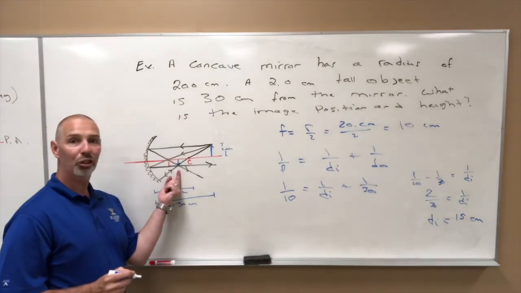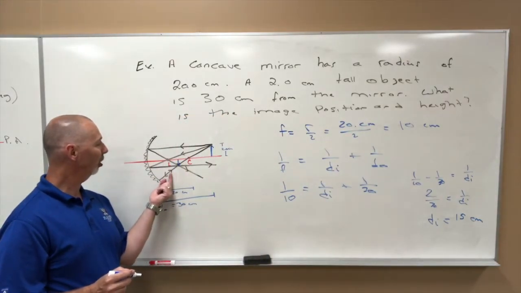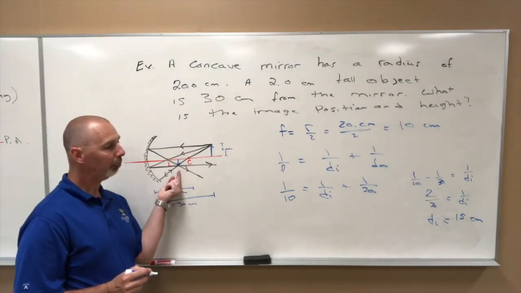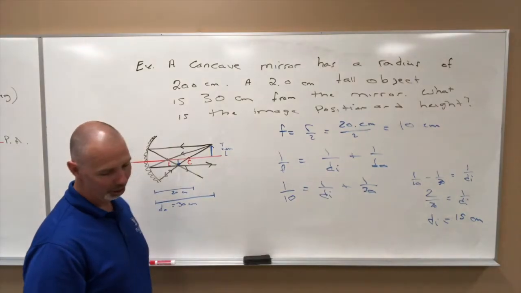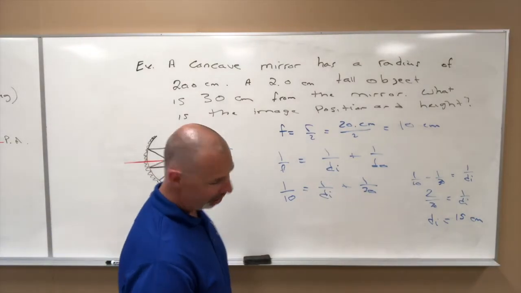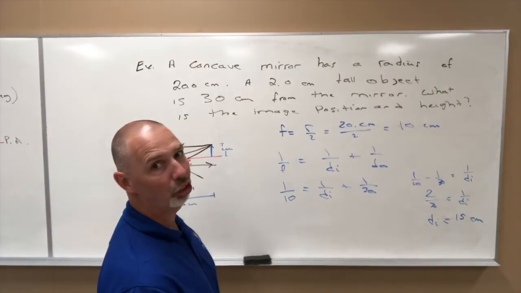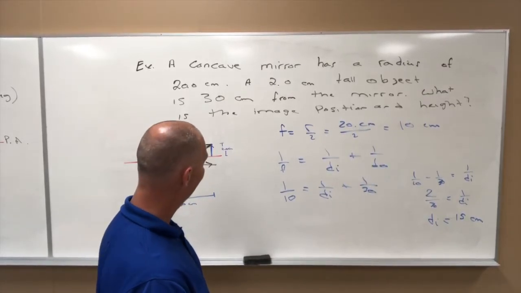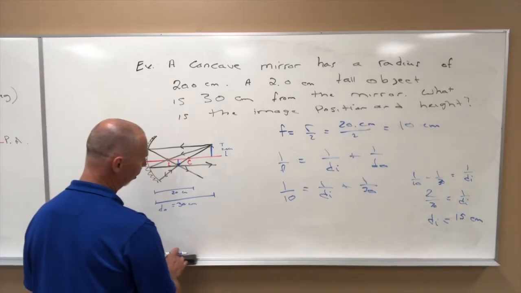And that's pretty close to where we've got it here, right? If f was 10 and c is 20, we're pretty close to right in between there at 15. All right, then we want to find the height. So that's the position. The position is 15 centimeters from the mirror. Now we want to find the height of it, and so we'll do that over here.